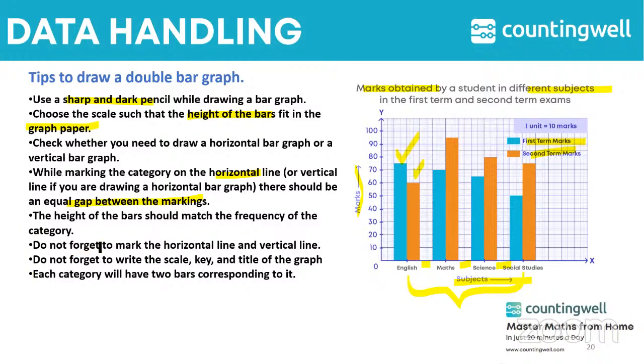Next, you should not forget to mark the horizontal line and vertical line. You should not forget to write the scale, key and title of the graph. And each category will have two bars corresponding to it in case of double bar graph. Correct?